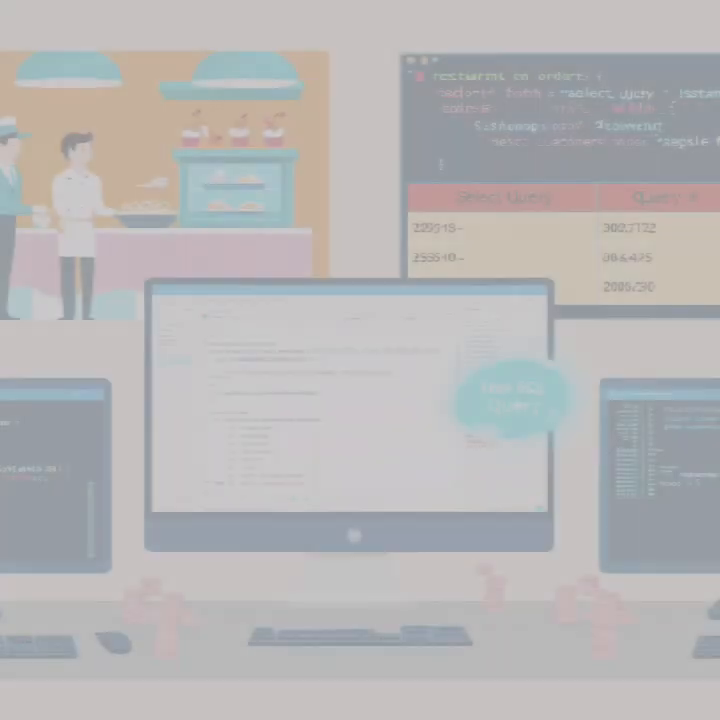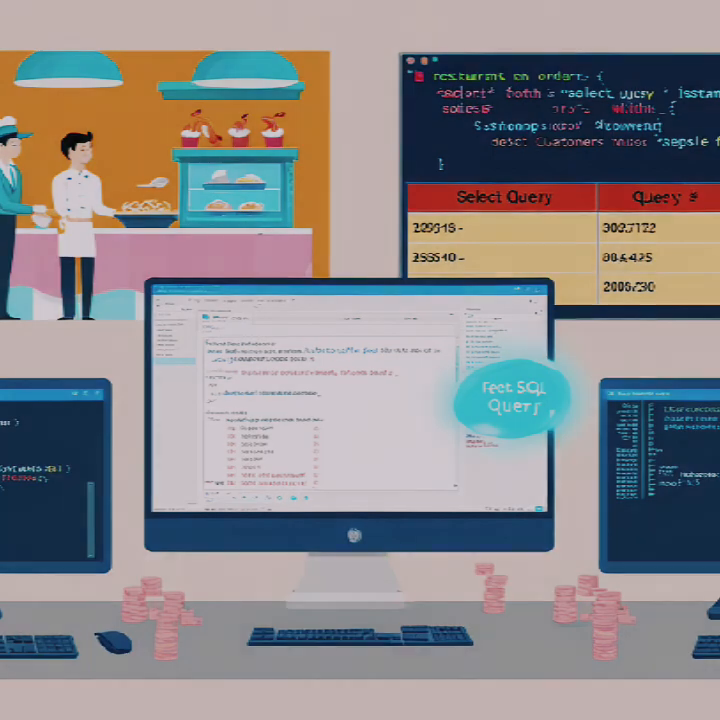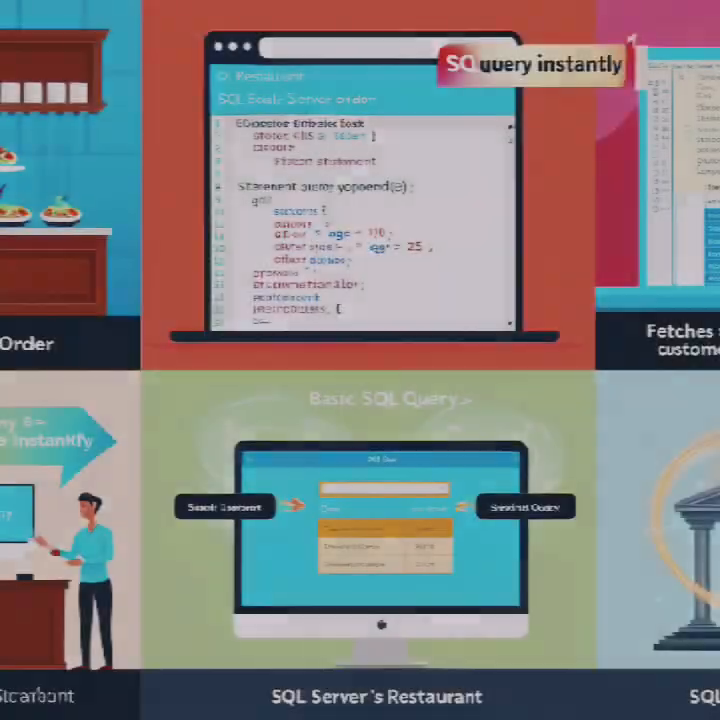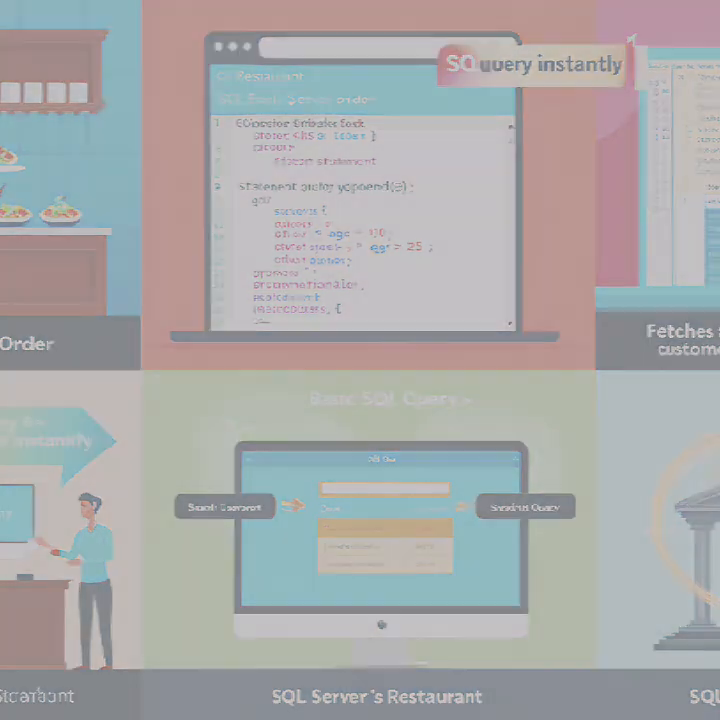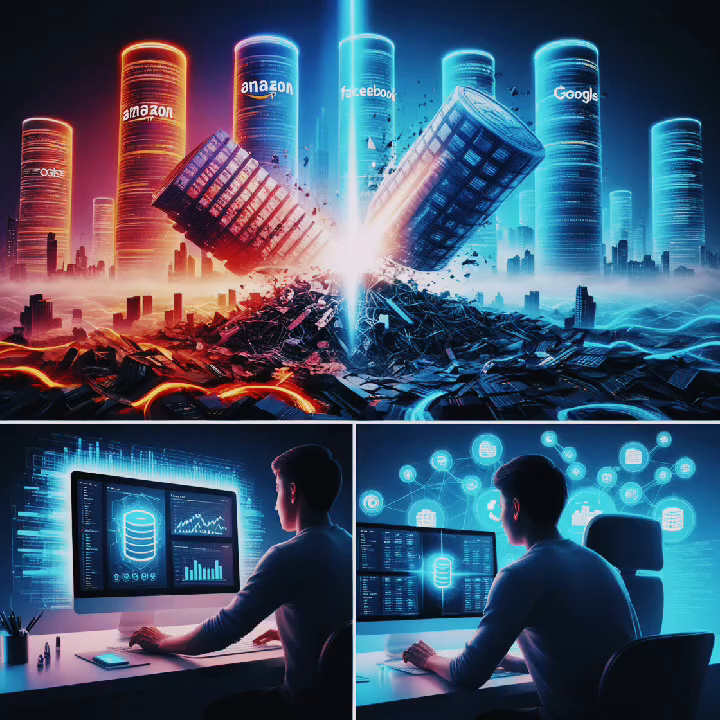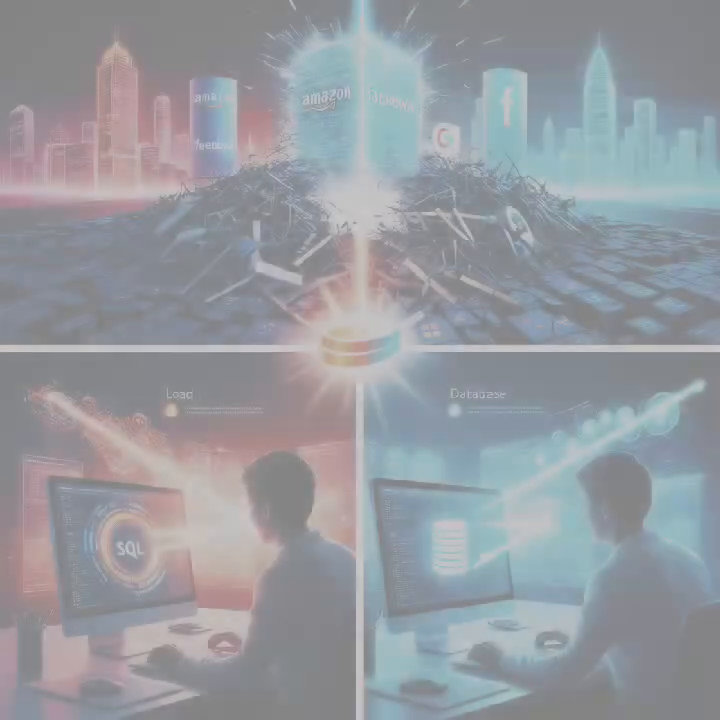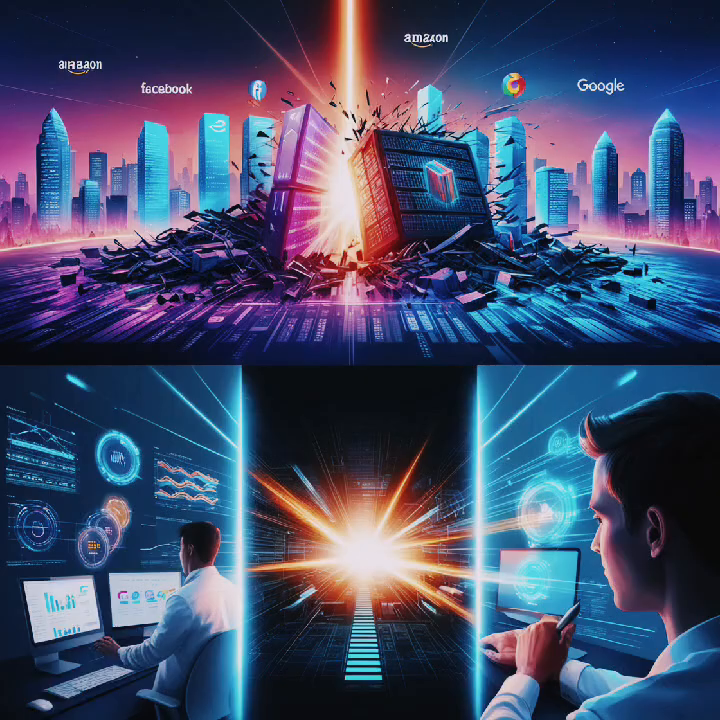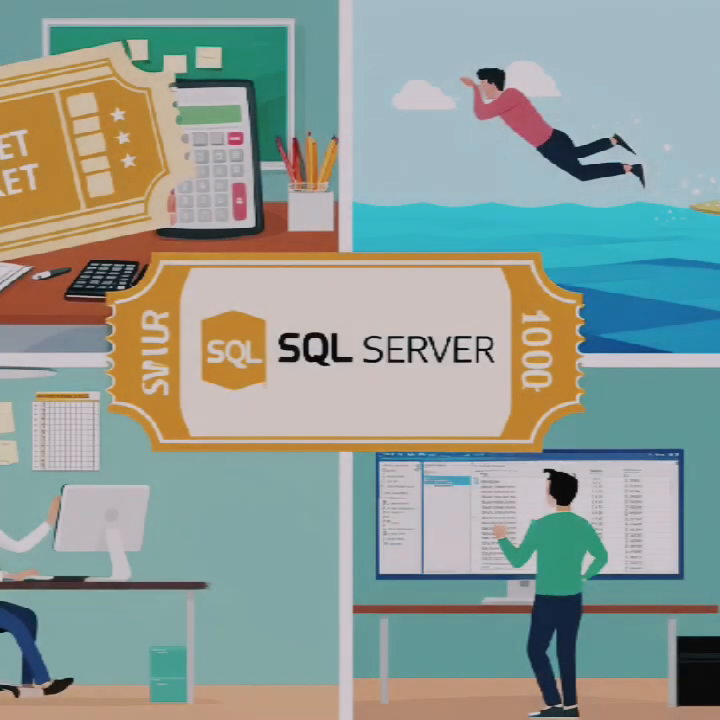Now that we have the basic structure, let's talk about queries. A query is simply a request for information from the database. Think of it like ordering food at a restaurant. You tell the waiter exactly what you want, and boom, you get your dish. In SQL Server, we use a language called SQL, structured query language.